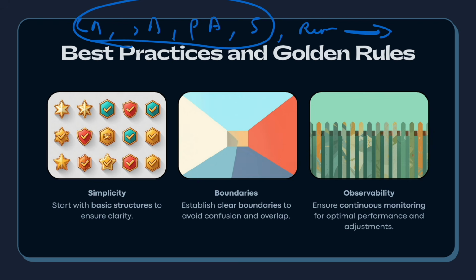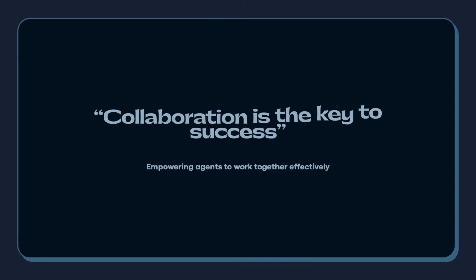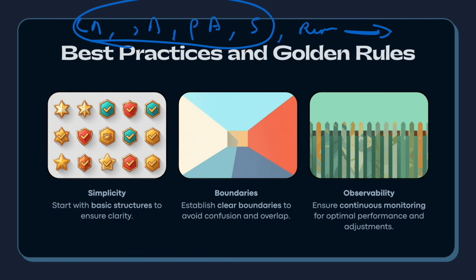I guess we are kind of done. So some of the best practices I want to discuss: first is simplicity. Start with the basic structures. Don't directly tell Claude Code to do all this, create 100 agents. Don't do that. Start with a very simple agent. As you find more use cases, enhance that agent and create more sub agents.